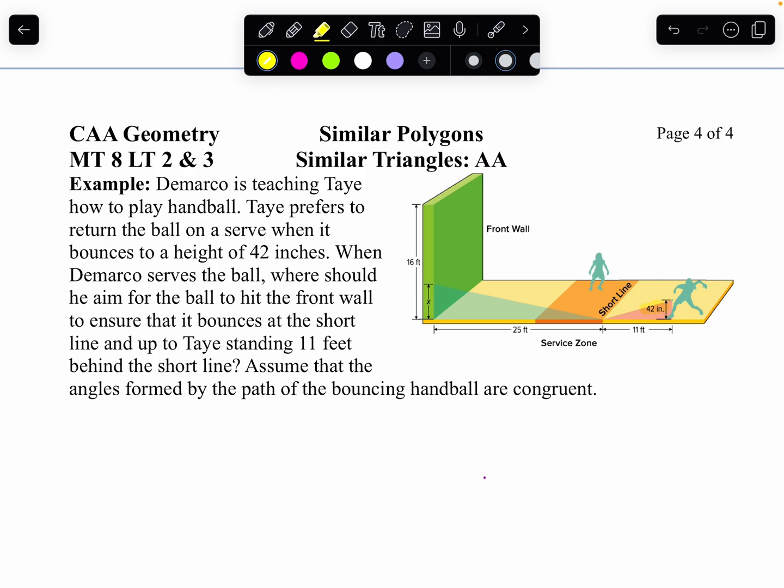When DeMarco serves the ball, where should he aim for the ball to hit the front of the wall to ensure that it bounces at the short line? So he's got to hit the short line, standing 11 feet behind the short line. Assume the angles formed by the path of the ball and the handball are congruent.